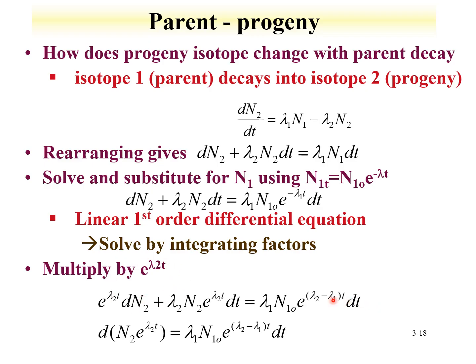The equation then becomes what we see here, where we get the change of N2 e to the lambda 2 t, with respect to time, is equal to lambda 1 times the initial amount of isotope 1 times e to the lambda 2 minus lambda 1 times t. So we've gone through the equations. We now have this equation, which we further treat to reach our final equation.